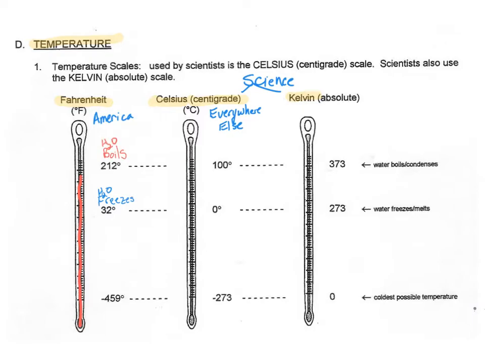When we look at the Celsius scale, you'll notice that water freezes at 0 degrees Celsius and boils at 100 degrees Celsius. The reason for this difference in temperature is just a man-made division.